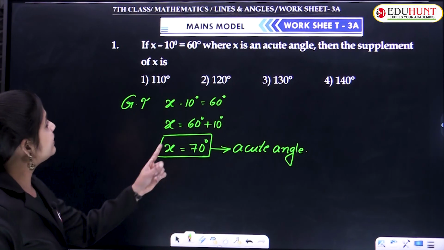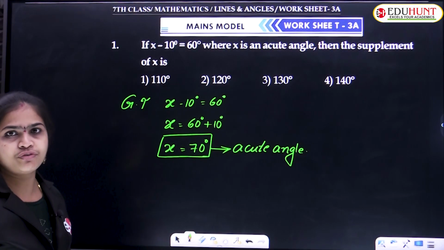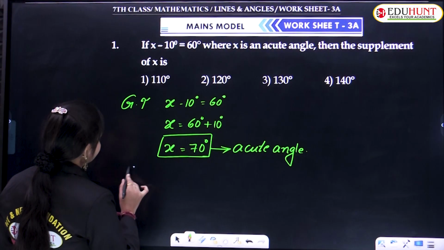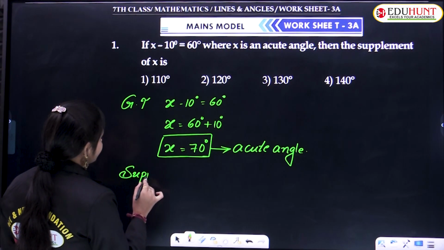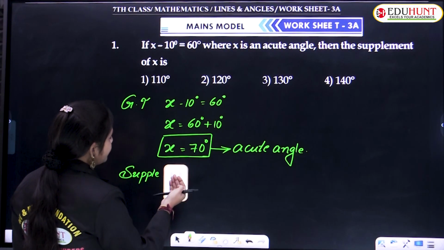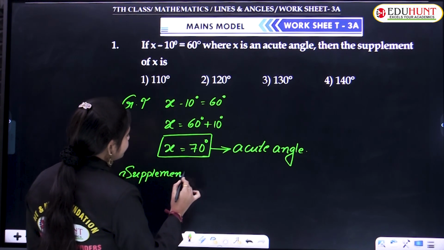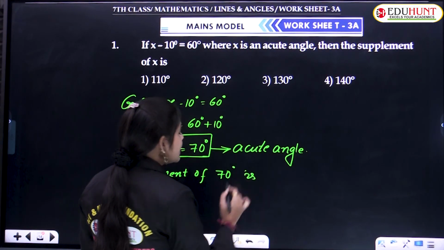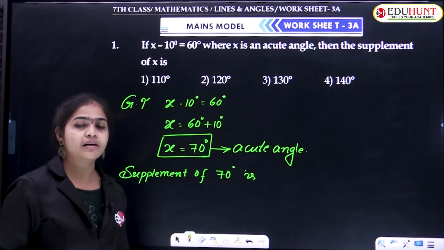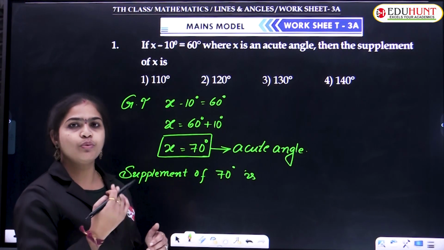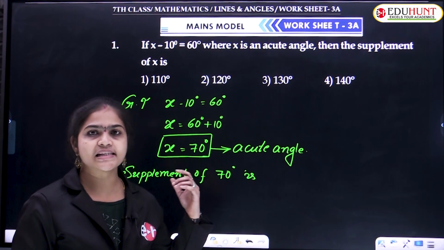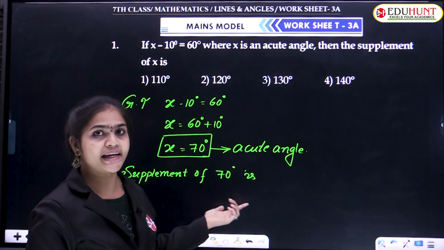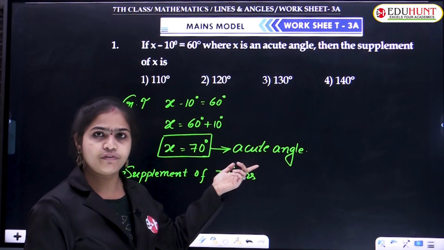Okay, after that the supplement of x we need to find out. Now here, supplement of x, supplement of 70 degrees. How to find the supplement? If the sum of two angles is equal to 180 degrees, then we can say that those two angles are supplementary angles. Now here, for this angle we need to find the supplement. One of the angles is already there, another angle we need to find out.